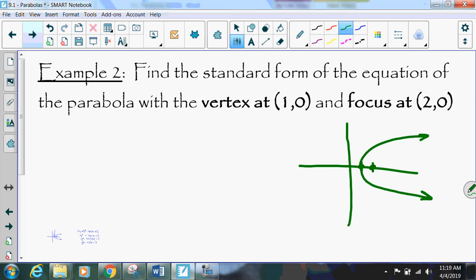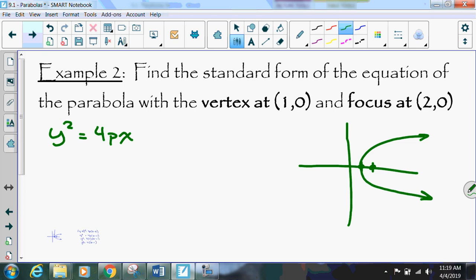Now, notice this is just a sketch. I really don't know how wide or how narrow my parabola is, and I don't care. I'm just making a sketch to help me know which formula to use. So if it's laying down, left or right, I know that I put a y squared here, and then I have the 4px here. And I know what you're saying.